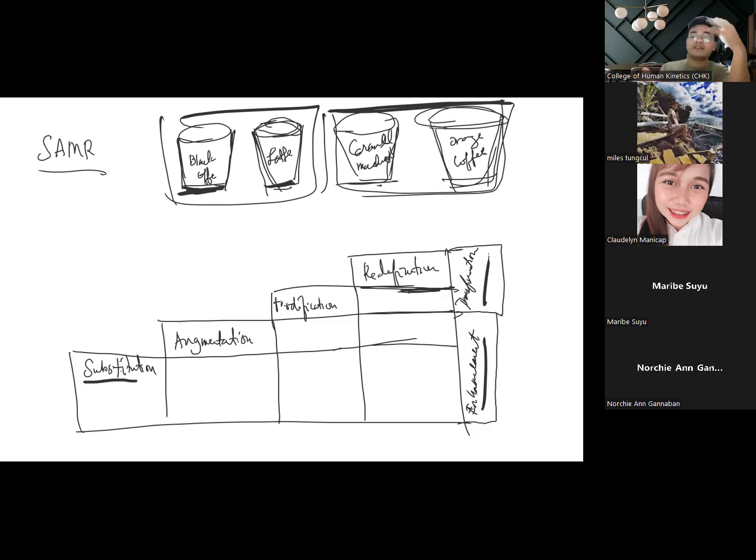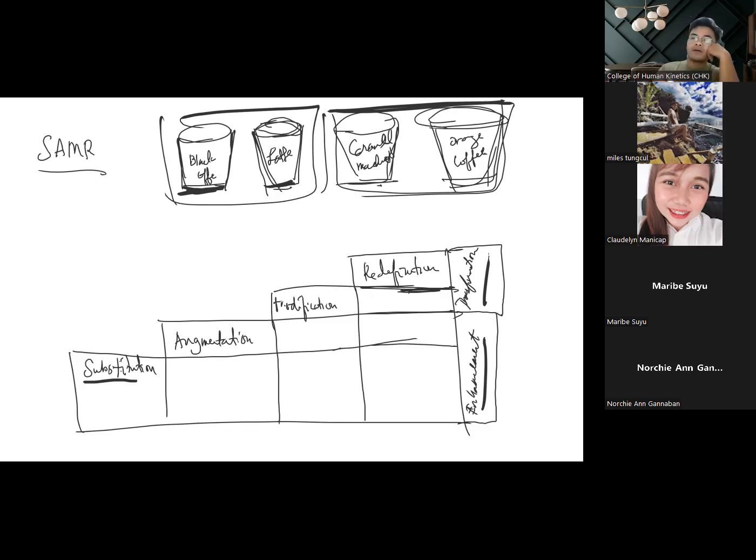So you're redefining the experience of coffee drinking. Okay? So we call that redefinition. So in the context of education, substitution is simply replacing. It's simply, yun lang, pinapalitan mo lang ginagamit mo.